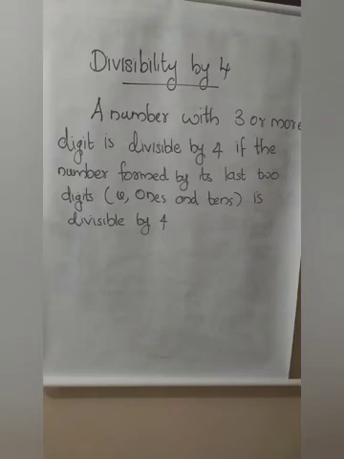Which are the two digits? The digits in the ones and tens place. So the last two digits only you have to take. If that number is divisible by 4, then the whole number is divisible by 4. We can explain it by an example.